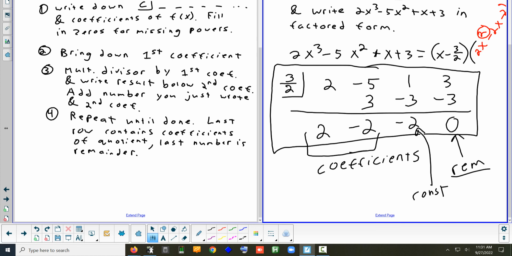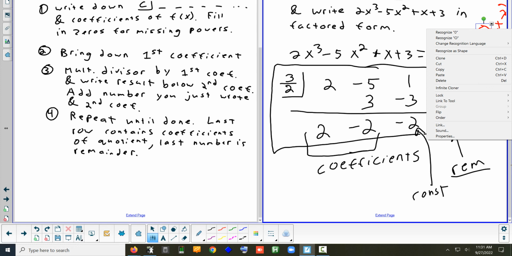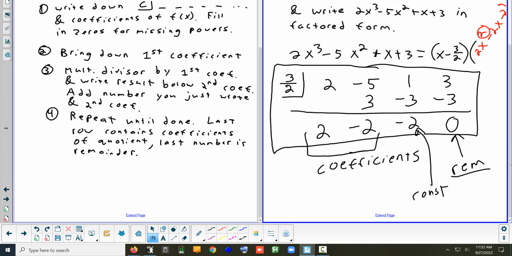I've taken a problem that had an exponent of 3 and reduced it to 2 factors, and one of them has an exponent of 2. Once we get something down to an exponent of 2, that's easy to work with. We can use the quadratic formula to solve this factor. We can solve this one very easily by setting x minus 3 halves equal to 0 and adding 3 halves to both sides. But when it had an exponent of 3, there was really no way to solve this. Using synthetic division takes the exponent down from a 3 to a 2.